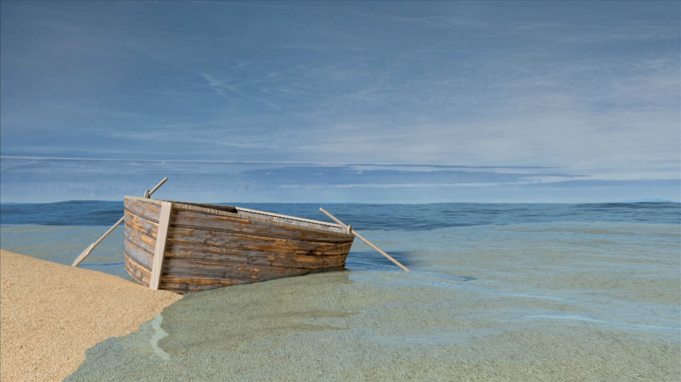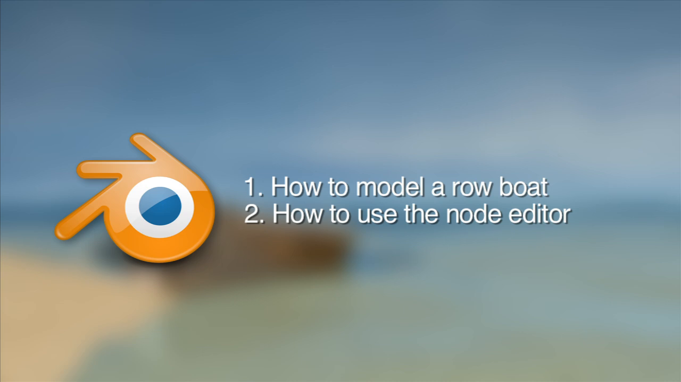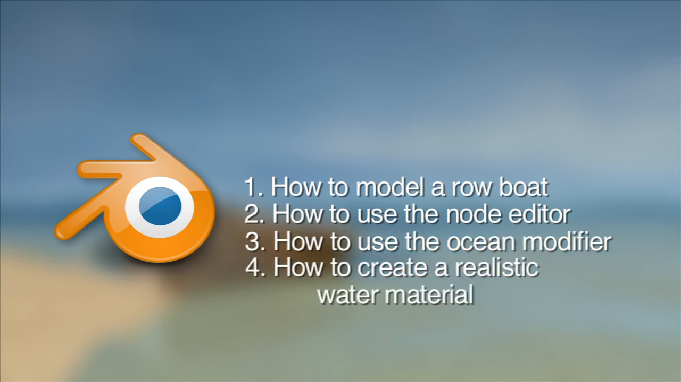really interesting things. I really hope some of you can stick through this to the end, and hopefully what you'll be able to learn from this is how to model a rowboat inside of Blender, how to use the node editor, how to use the ocean modifier, and then how to create your own realistic water material. Without further ado, let's jump right into it.